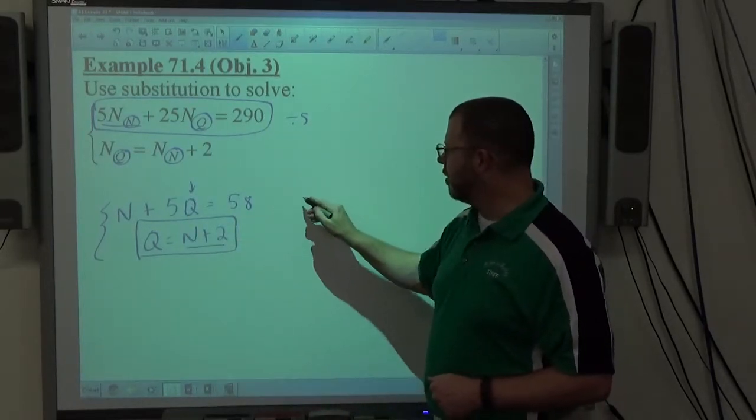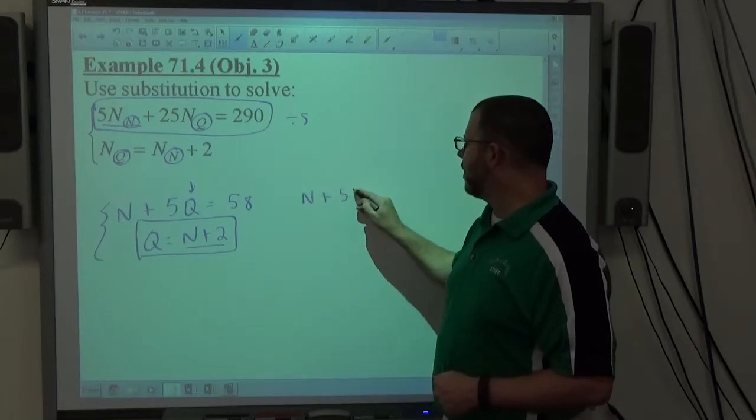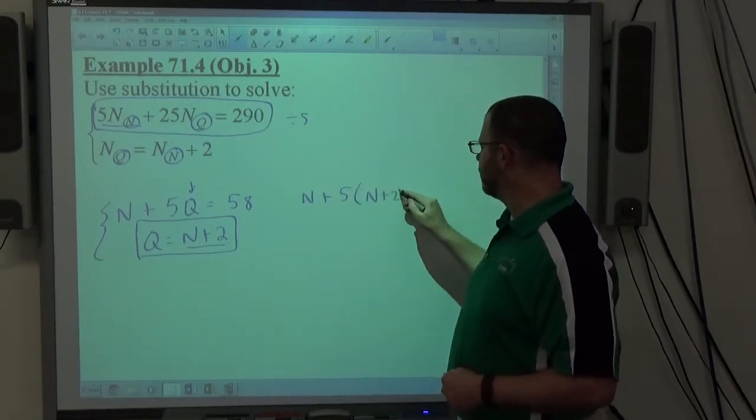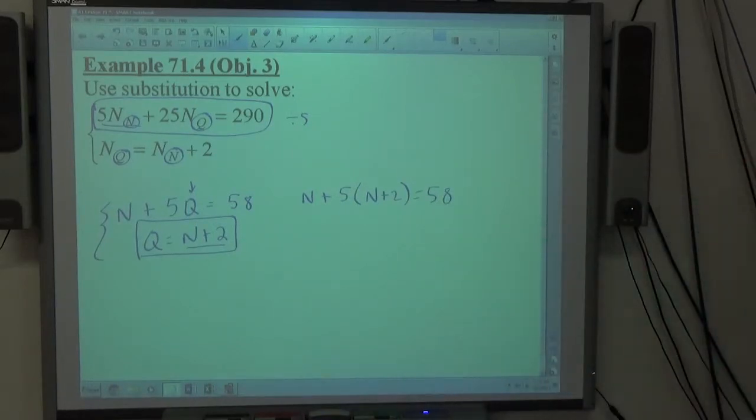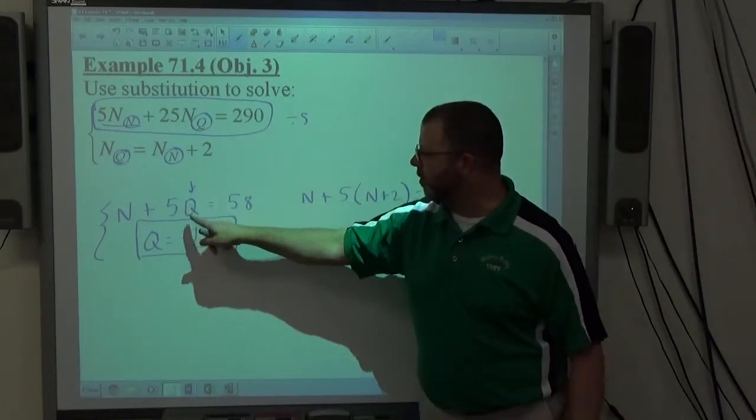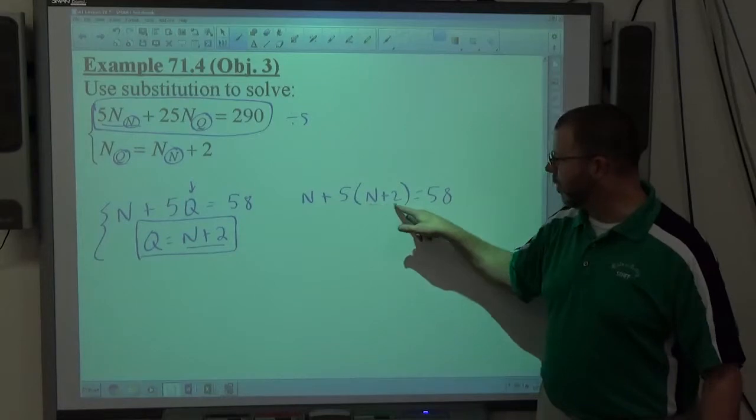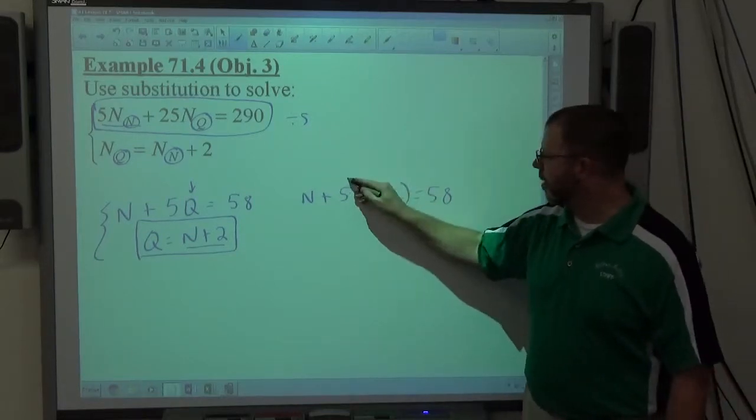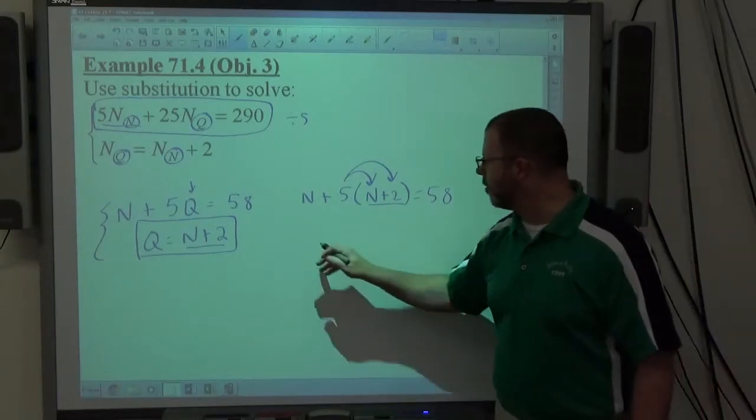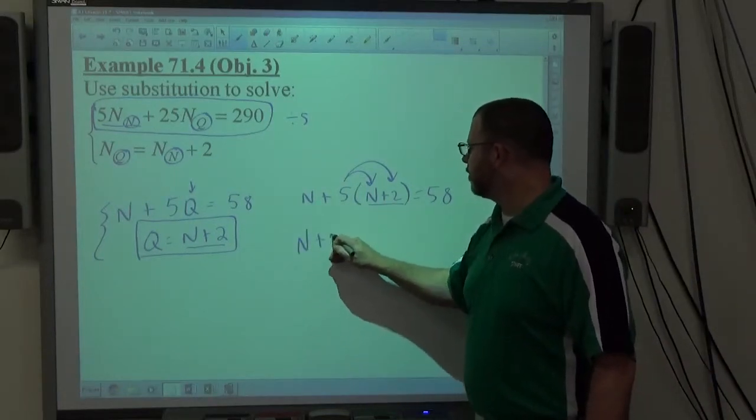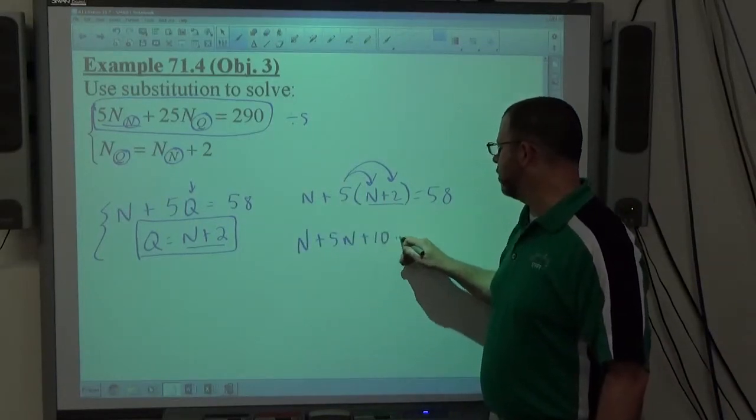So the top equation changes to n plus 5 parentheses n plus 2 equals 58. If you substitute more than one thing for one thing, parentheses are required. So I'm replacing one thing, q, with two things, n plus 2, parentheses required to allow that. 5 is being multiplied by q, so now 5 is being multiplied by the entire replacement. So 1n plus 5n plus 10 equals 58.